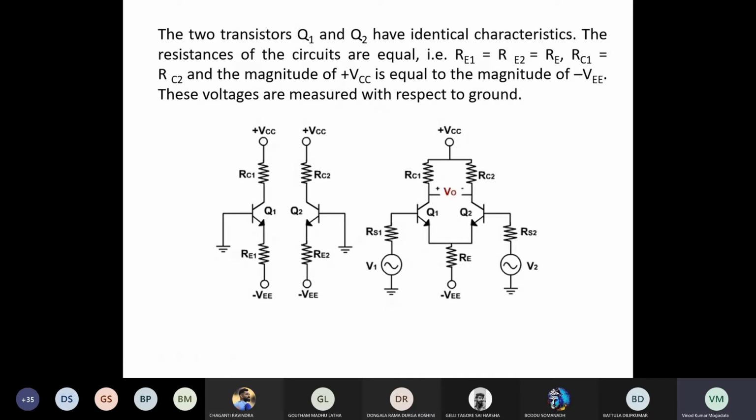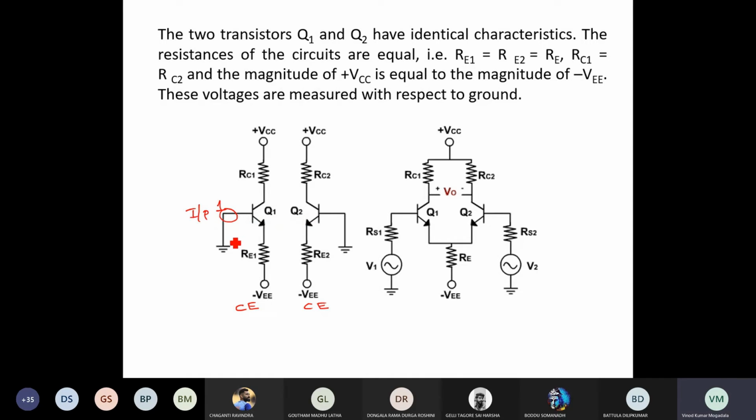So how we have constructed the differential amplifier. You see, this is one common emitter and this is another common emitter configuration, right? Even though its input is grounded, we will apply the input at base 1. This is transistor 1, transistor 2.